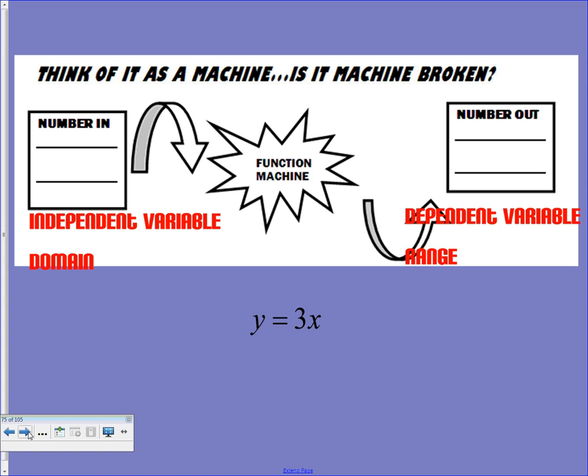So let's go through a little more visual for you. We're going to think of it as a machine like we already talked about. The numbers going in are your independent variables, which is also your domain, which are your x's. You put it into the machine, the function comes out as the dependent variable, which is the range, which is the y's. So if I picked something like y equals 3x, if I put in 1 for the x, 3 times 1 is 3. If I put in 3, 3 times 3 is 9. If I put in 5, 3 times 5 is 15. So for each input, I have exactly one output, so that is a working machine.